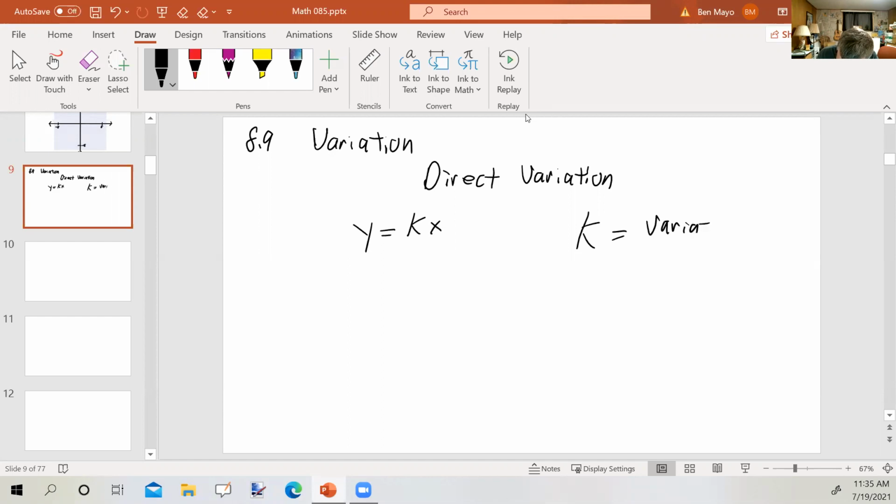Now, a constant is not a variable, it's a number. So what's going to happen in each of these situations, we're going to have k, the variation constant, in a formula. We're going to be given some information that will allow us to determine what k is. We will then put that number in the place of k and proceed with a follow-up question. All right? Now, the way that direct variation works is that if x increases, y increases. So if x goes up, y goes up. But if x decreases, y also decreases. So x and y go up together or they go down together. They vary directly.